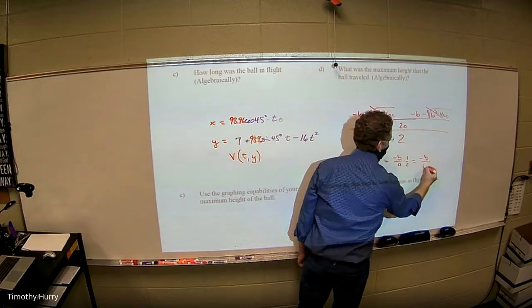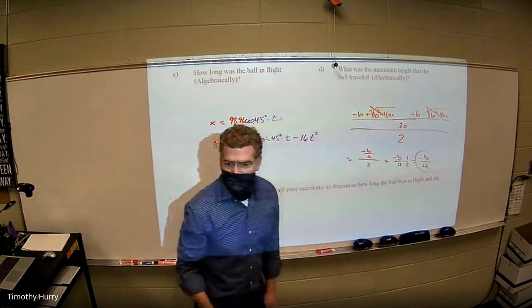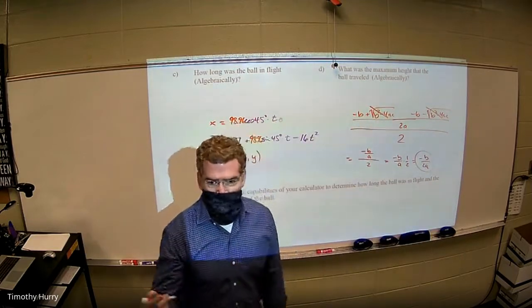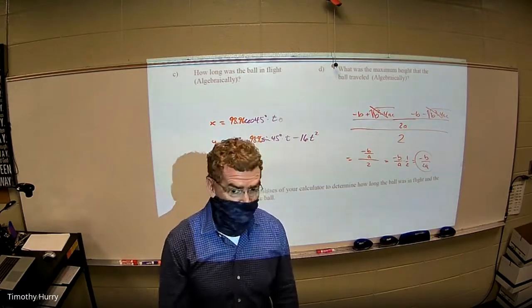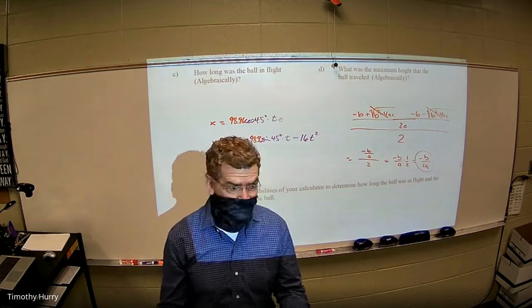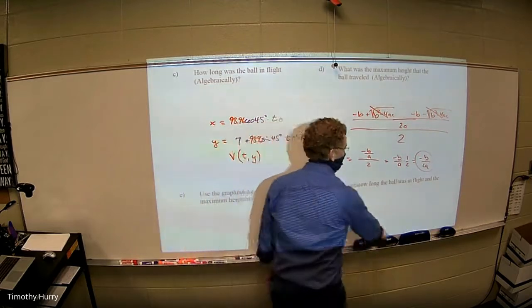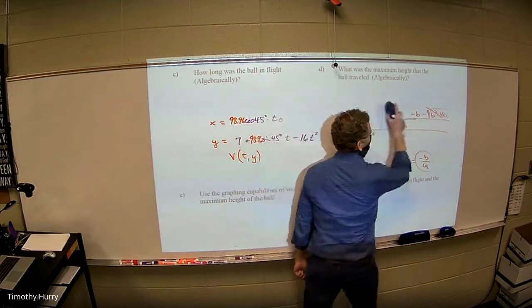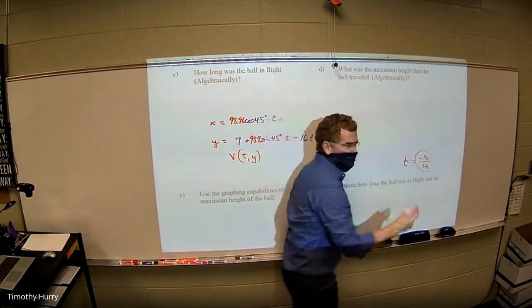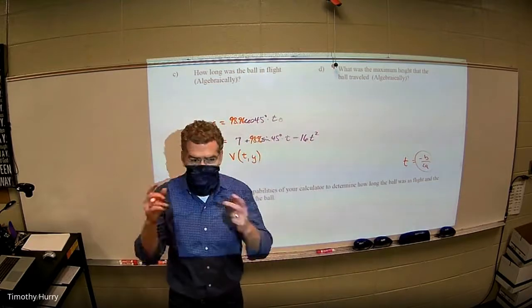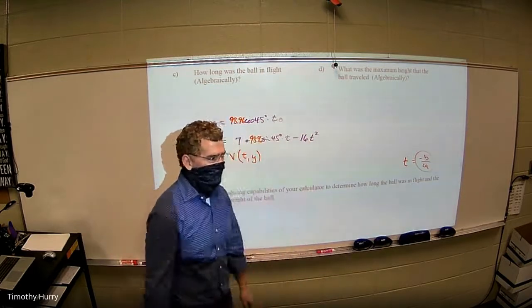Does that ring a bell to you? Didn't you learn last year to find the x coordinate of a vertex, you could just do negative b over 2a? Right? Yeah. Well, it's not the x coordinate anymore. It's the T coordinate. So from here on out, if I ever want to know anything about the max, just use that to find the time it takes to get there, plug it back in to find the height.